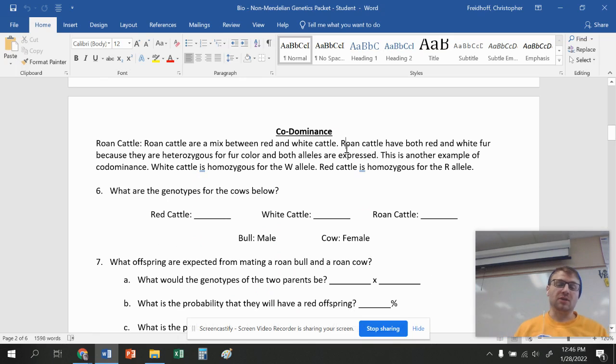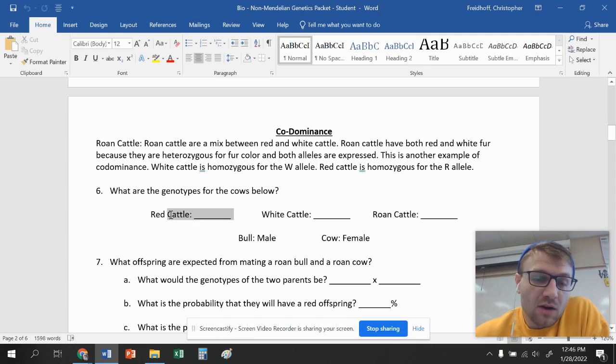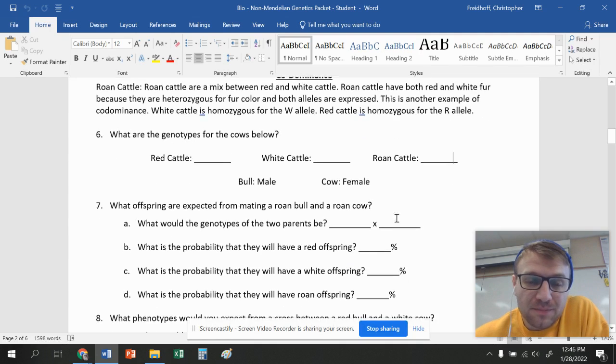Moving on to codominance. Codominance is when you see both phenotypes in the heterozygote. We talk about roan cows here, which are a mix of the heterozygous. Red cows in this case, I think, are big R, big R. The white ones are big W, big W, and the roan ones are big R, big W. They're a mix between the two, so they're actually going to show those two different colors.